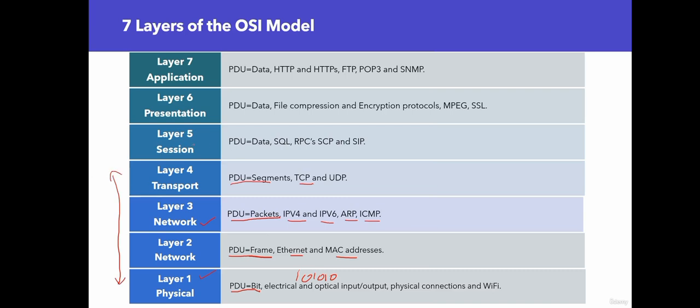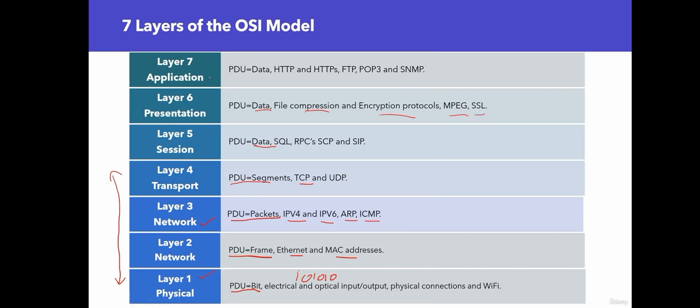Layer 5 is your session layer, and the PDU is data. These hold things like SQL, remote procedure calls, secure copy protocol, and SIP. Layer 6 is your presentation layer, and the PDU is again data. You find things like file compression; if you're using things like 7-zip or WinZip, they run on this particular layer. Also encryption protocols and things like JPEGs, MPEGs, and SSL.